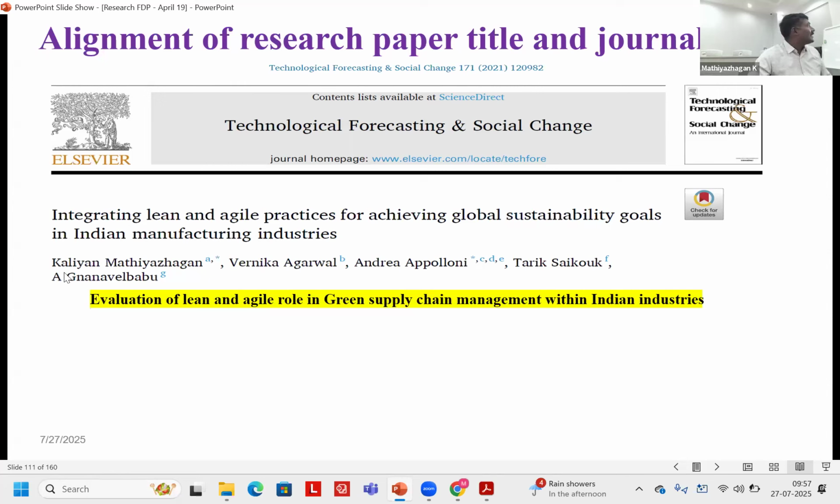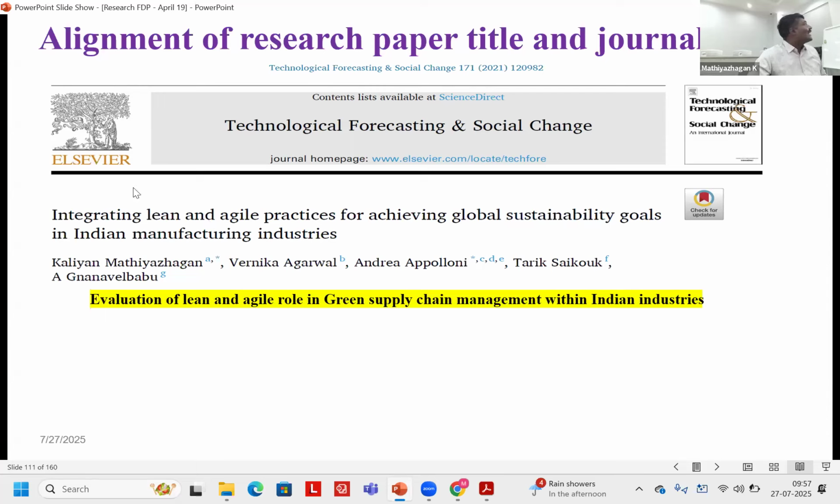Evaluation of the lean and agile role in green supply chain management within Indian industry. This is the title of the paper. Then the title of the journal is Technological Forecasting and Social Change. Where is that information here? Now read: Integrating lean and agile practices for achieving the global sustainability goals in Indian manufacturing industry.